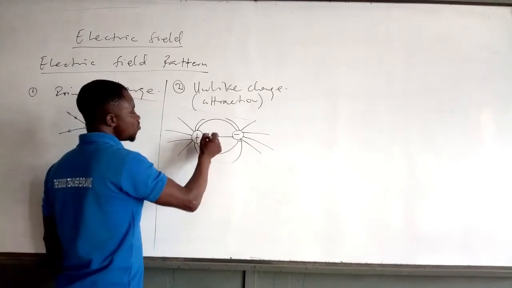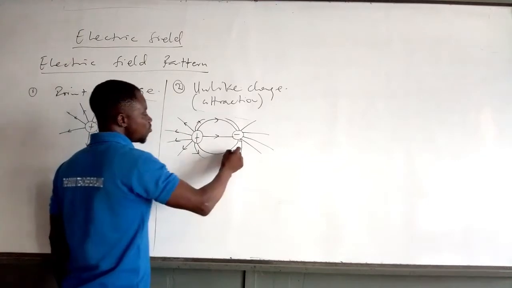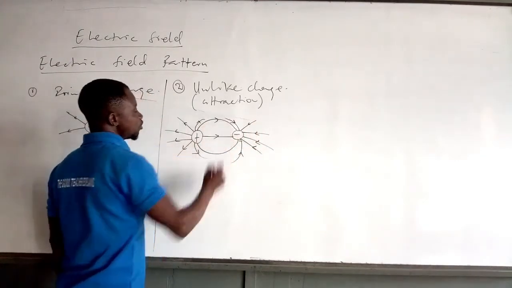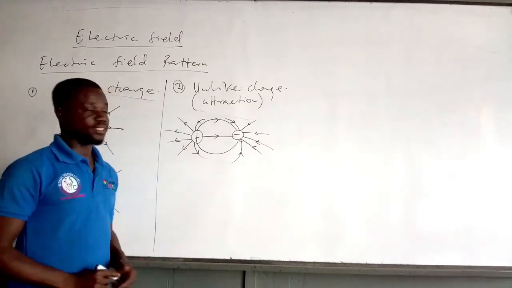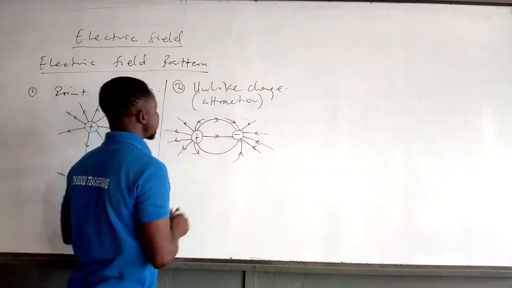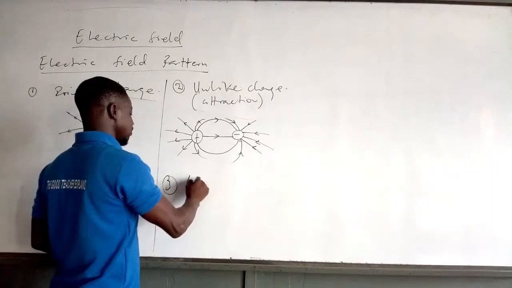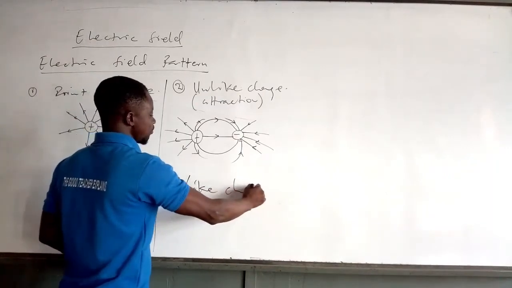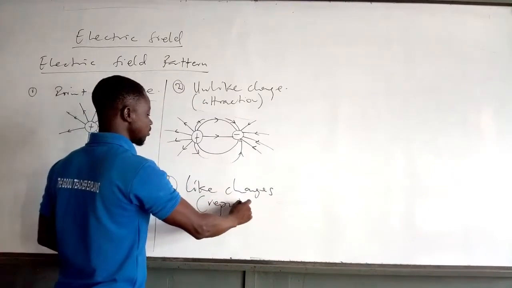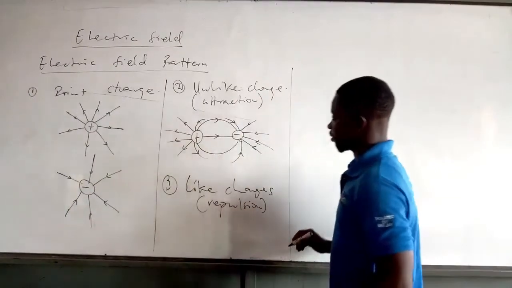So this is a positive charge. They will move away from the positive charge. They will move towards the negative charge like this. So this is the line of force pattern showing attraction. These two charges are attracting each other like that. Number 3. Like charges showing repulsion. Good.